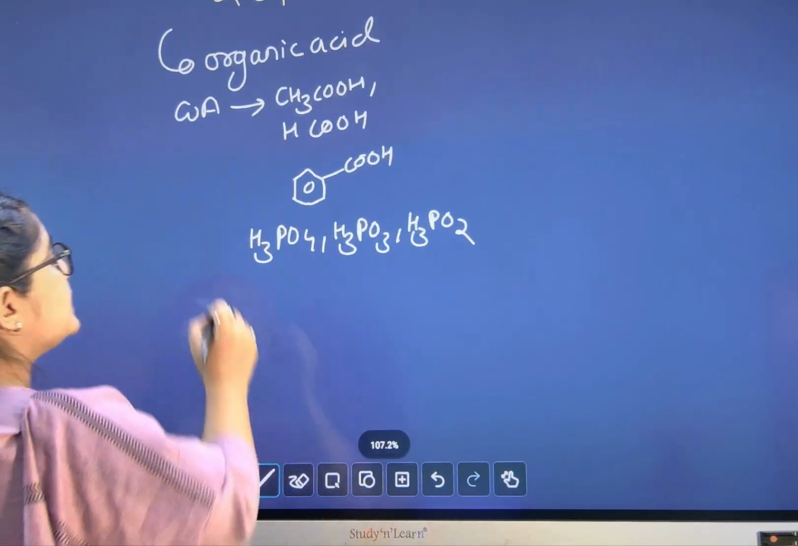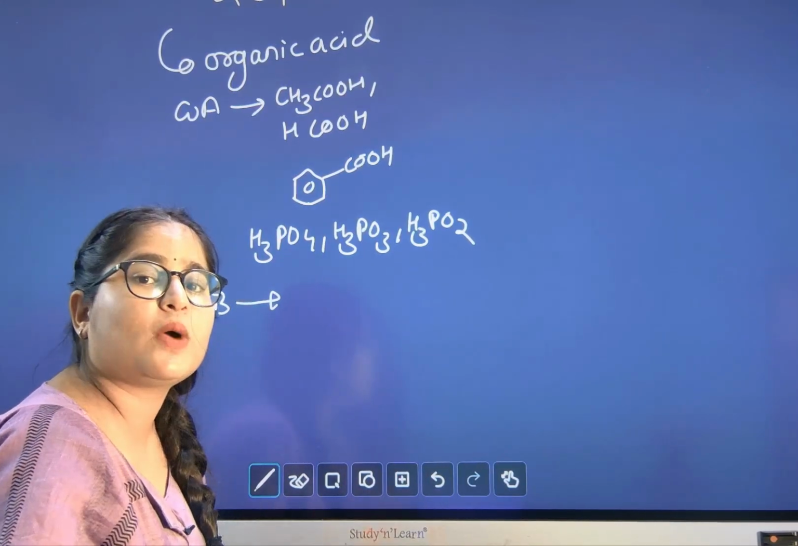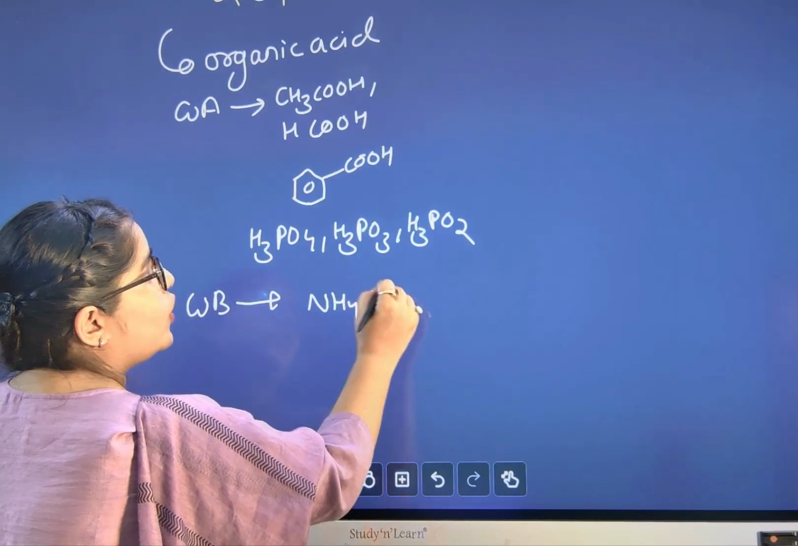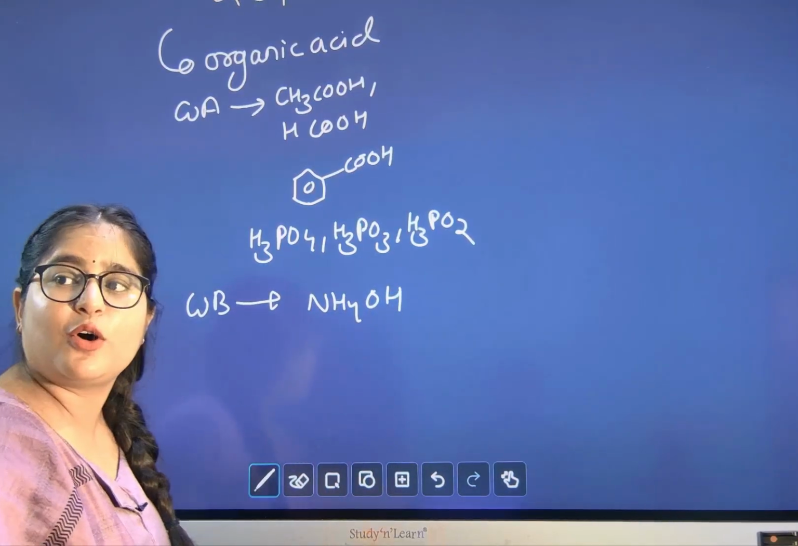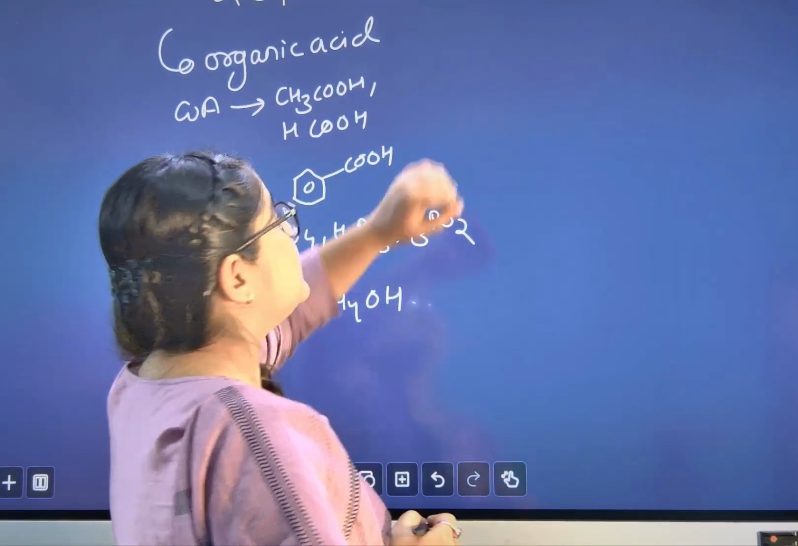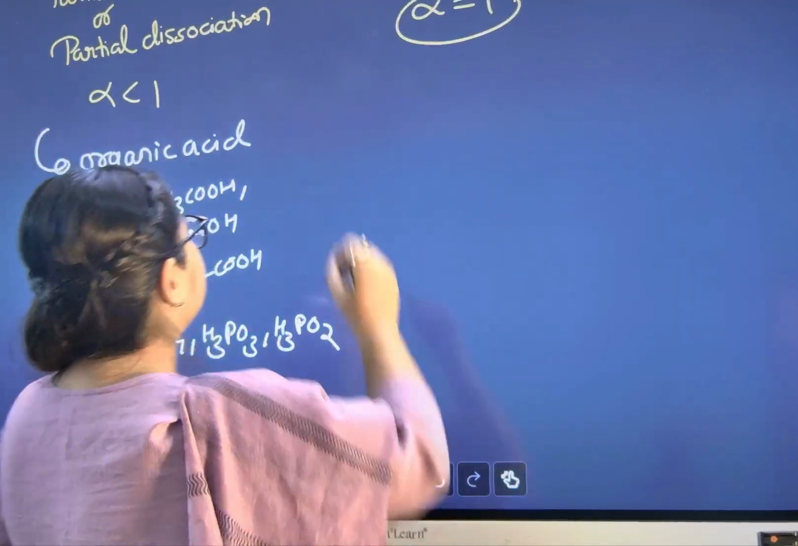Clear? Next example is our weak base. Okay, what are the weak bases? Those which contain nitrogen, like NH4OH, are known as our weak base. Clear? Now let us see some examples of strong electrolytes.